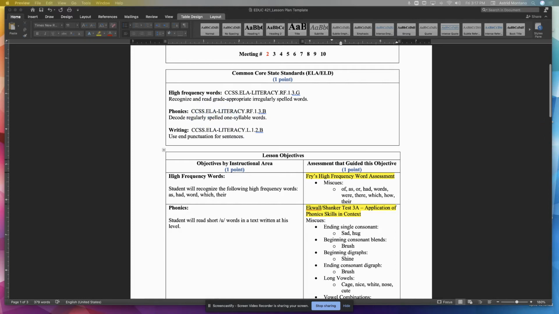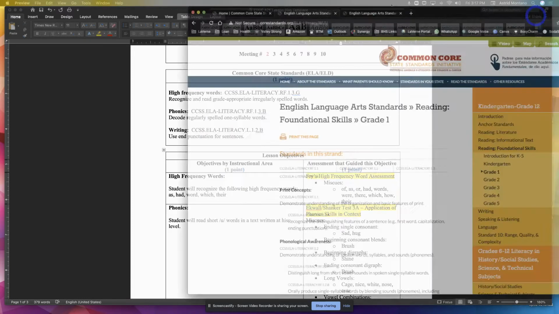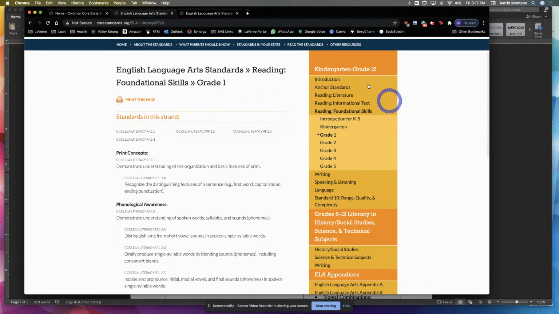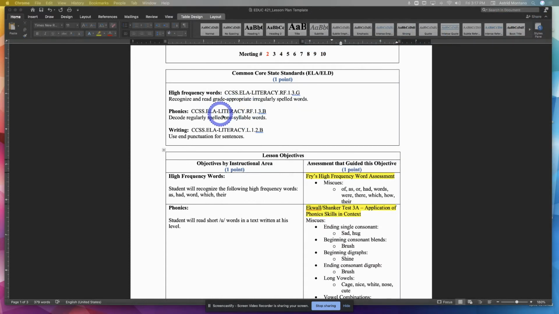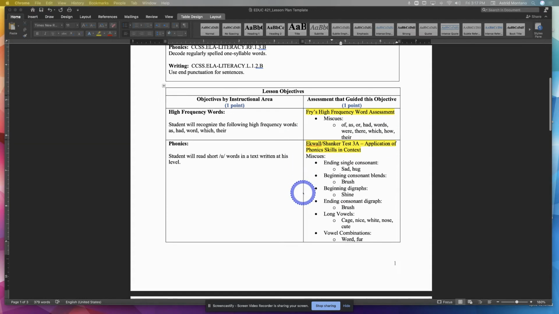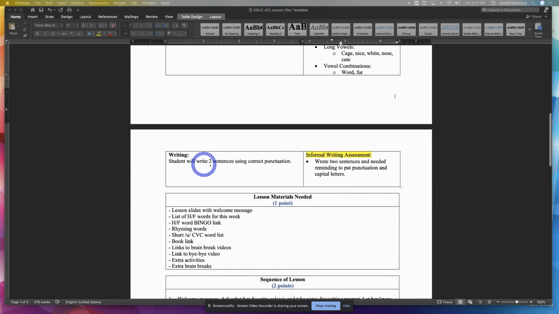So sure enough, I went through again to the Common Core website, and I found the appropriate objective. For language, I had the informal writing assessment, and the student wrote 2 sentences, and I noticed that as he was writing those sentences, I needed to remind him to put punctuation and capital letters. So my objective is going to be writing 2 sentences using correct punctuation.